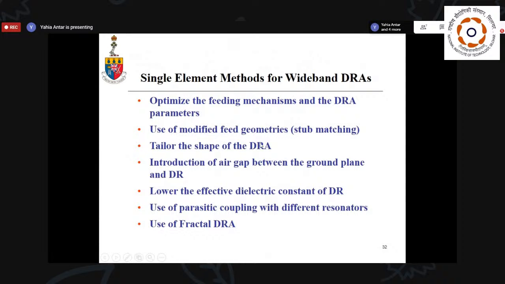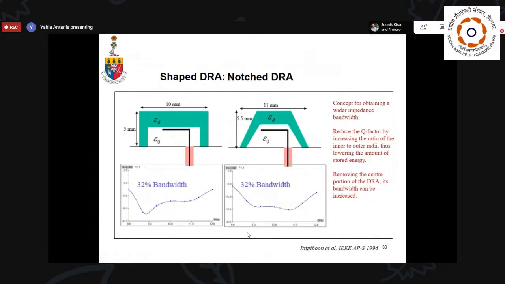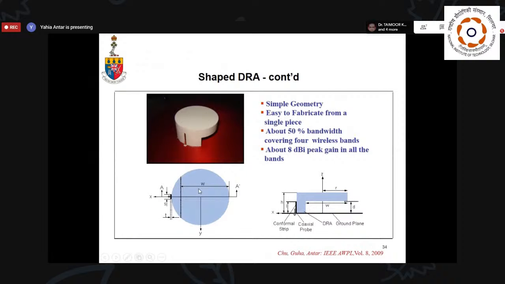Use geometries to tailor the shape of the DRA, conical shapes, and so on. Introduce an air gap, basically to lower the effective dielectric constant, and use parasitic elements to use more than one element, or fractal DRA. These are some of the shapes. So basically what you're doing here, you're using air gaps, and the air gaps are made in a way that does not affect the field configuration and so on. So you're basically lowering the effective dielectric constant, and you can have increased bandwidth.